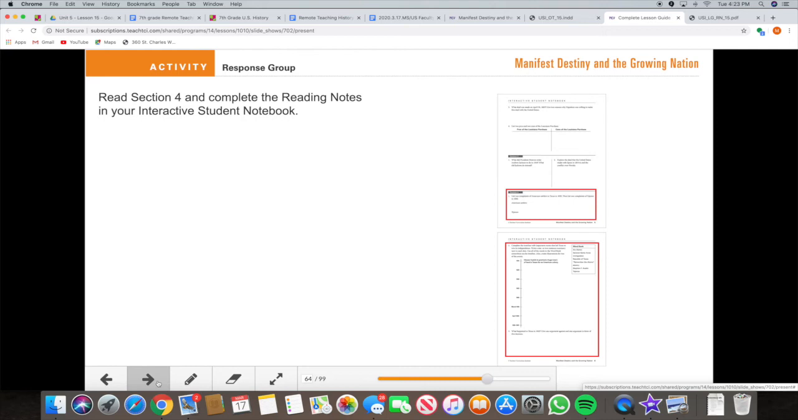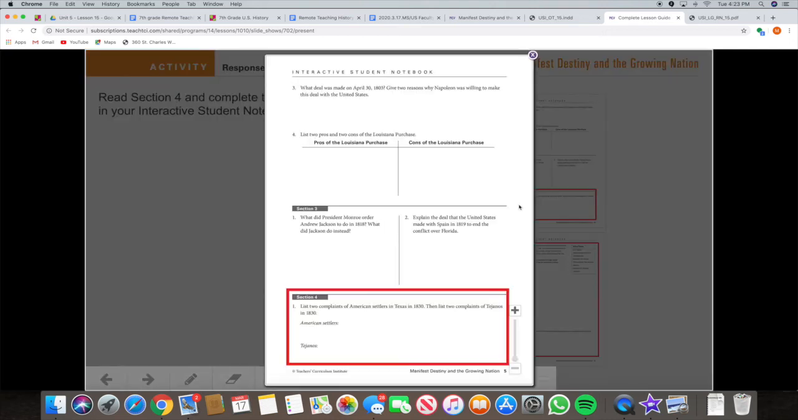All right. So I'm assuming you paused this. I'm assuming you read those three pages. Good. Let's go to the interactive notebook. We're going to take a look at section four. Well, in my interactive notebook, it's called section three. We are listing two complaints of American settlers in Texas in 1830. Then we are listing two complaints of the Tejanos. All right. Pause the video. Do that really quickly.